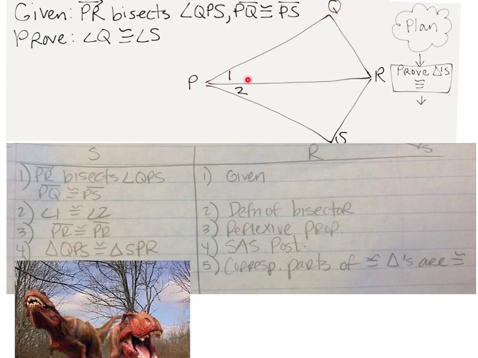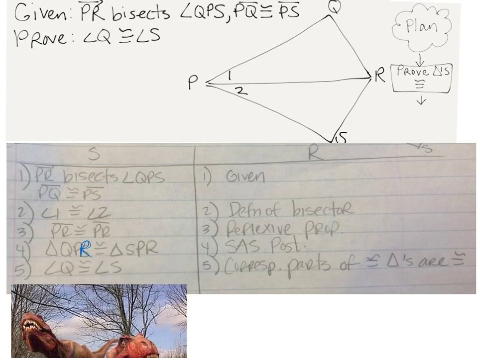I just noticed this is a mistake. This should be QPR. Let's fix it. QPR and SPR. There it is. Those two triangles are congruent by the side angle side postulate. And last but not least, I can say that angle Q is congruent to angle S because, yes, you need to write this and you can abbreviate it, parts of it. Corresponding parts of congruent triangles are congruent. All right, go take this proof back to your group.